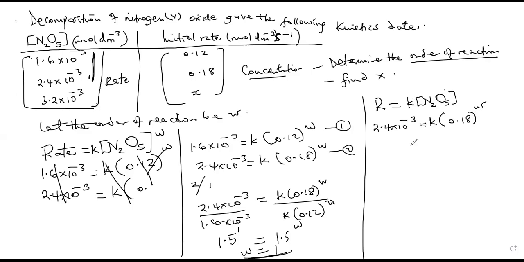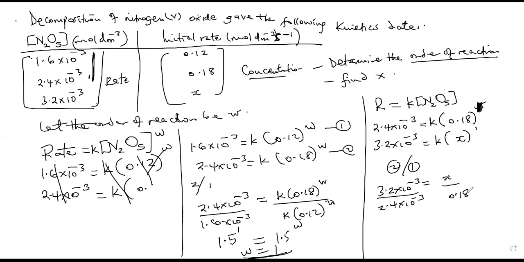This value of W, I've gotten it as 1. I already know it. So also, let me go with it. Then also, when you consider this equation down, it's going to be 3.2 exponent negative 3 is equals to K times 0.8 times x to the power 1. So when you divide 2 and 1, we're going to get 3.2 exponent negative 3 out of 2.4 exponent negative 3 is equals to, the K will go, so you have x over 0.18.